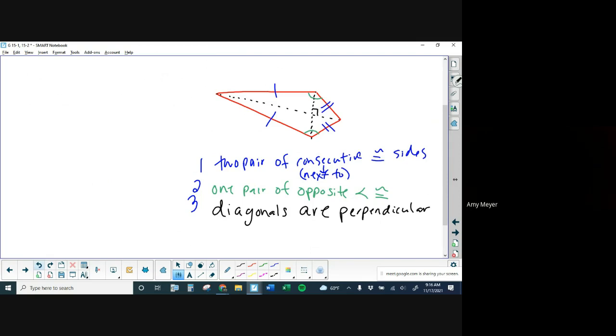Technically, when I do perpendicular, I actually have 4 right angles. You can draw all 4 of them. You can draw 2 of them, 3 of them. I usually draw 1, but they're all 90.